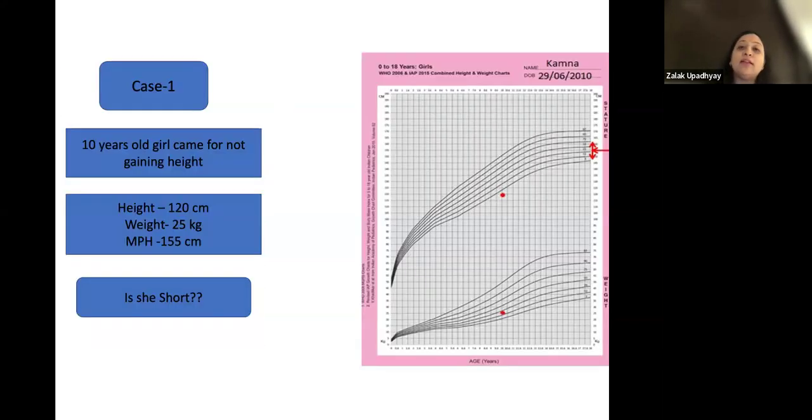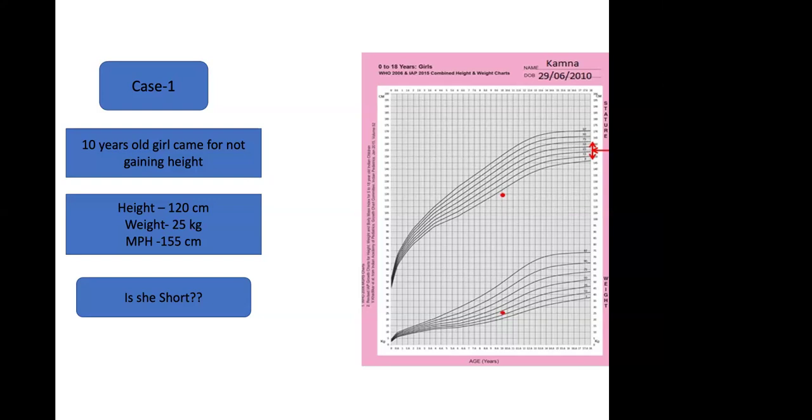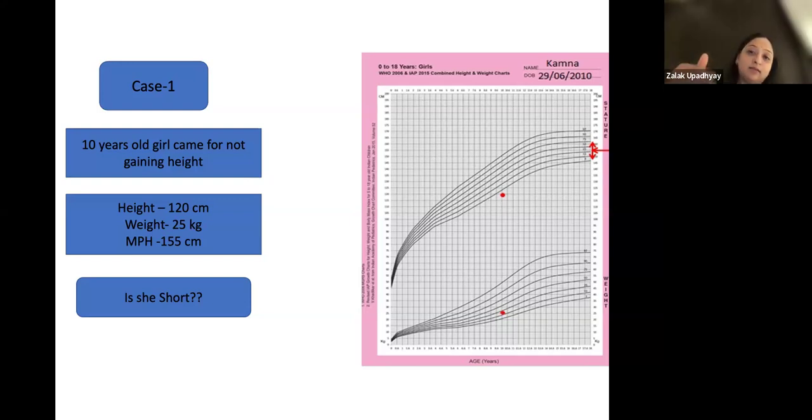So what is the definition of short stature? Anybody? Below 2 standard deviations. Perfect. Less than 2 standard deviations is abnormal, that is, less than the third centile line. Yes. What else? I want more people also to answer. What else? What do you mean by short stature?